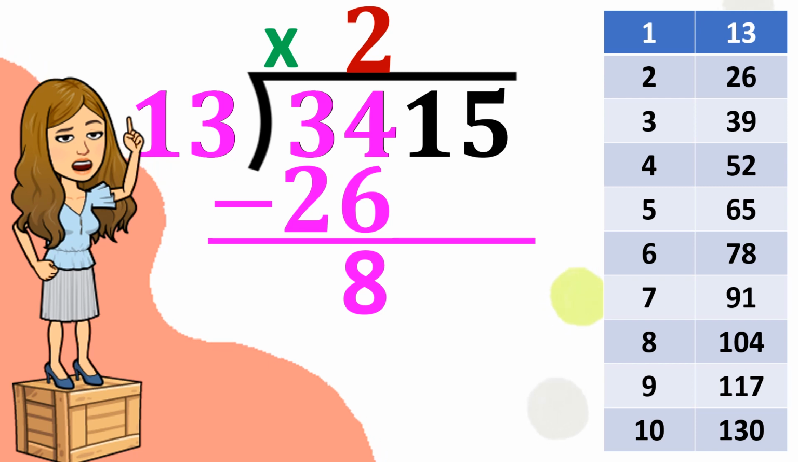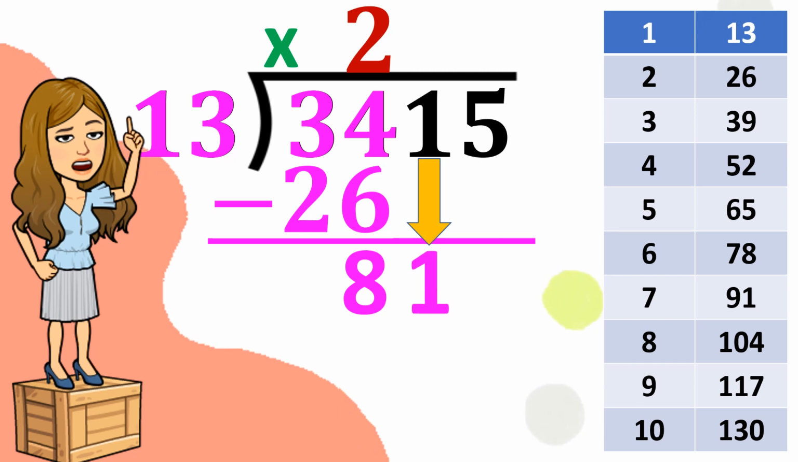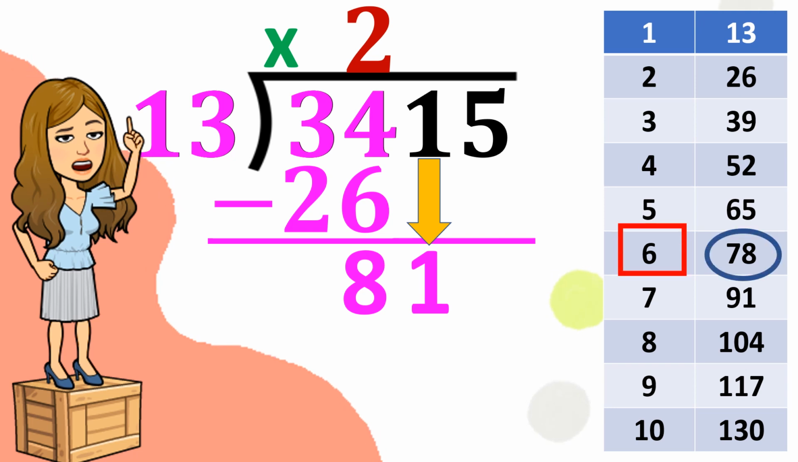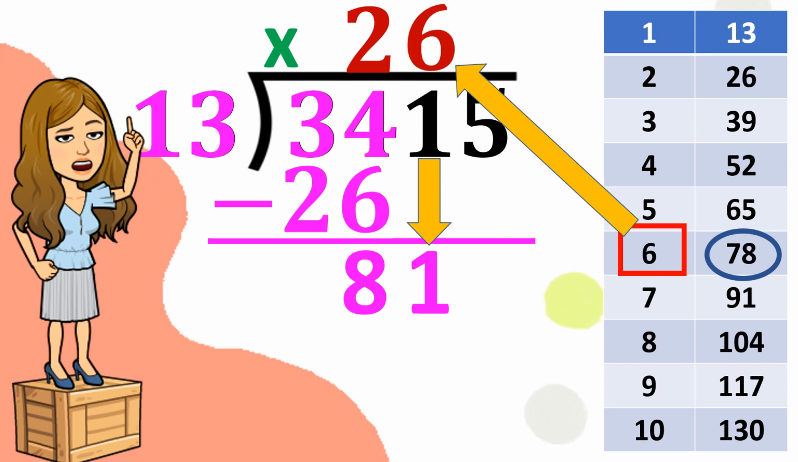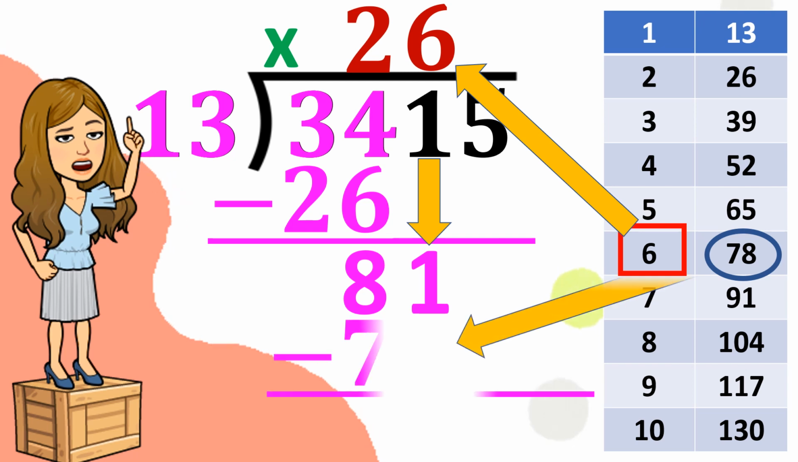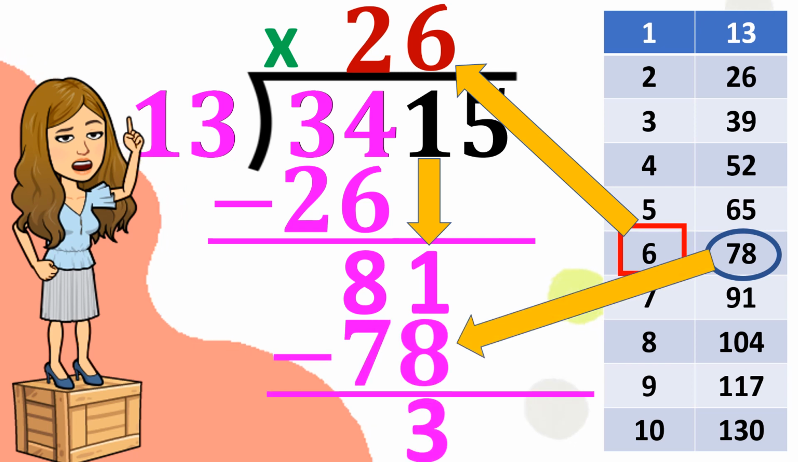So now we are going to find exactly 81 or less than 81. Since we don't have exactly 81, we have less than 81, which is 78. And 78 divided by 13 is equal to 6. So 6 now is our quotient. And 6 times 13 is equal to 78. 81 minus 78 is 3. And then we have another number to bring down, which is 35.